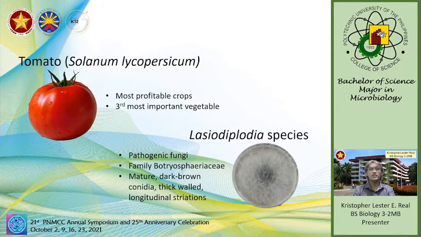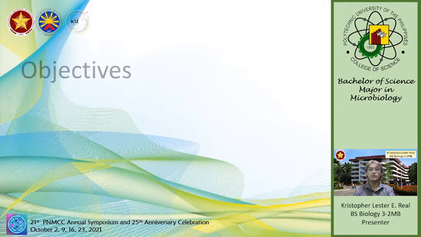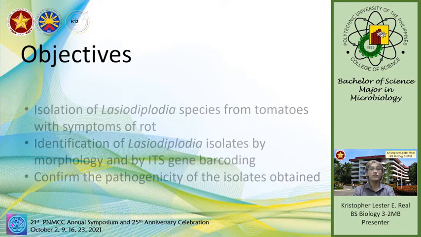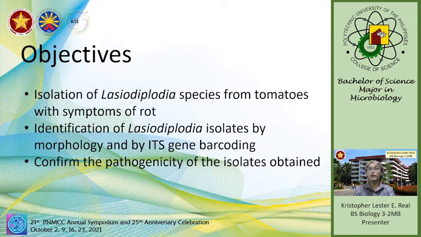One of the many pathogenic fungi includes the Lasiodiplodia species, which is characterized by mature and dark brown conidia with thick walls and longitudinal striations. For our objectives, this study includes the isolation of Lasiodiplodia species from tomatoes with symptoms of rot, identification of Lasiodiplodia isolates by morphology and by ITS gene barcoding, and confirm the pathogenicity of the isolates obtained.